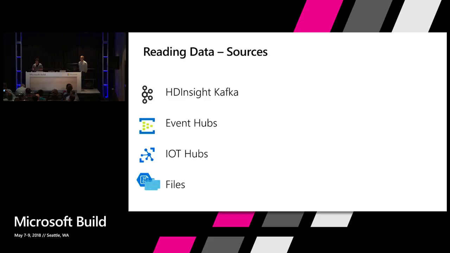We say that streaming data typically comes in through some sort of stream framework. If you are in the open source world and you use Kafka, we have support for HD Insight Kafka. That's a first-party offering from Microsoft, so you can run Kafka on Azure through HD Insight. If you wanted more of a PaaS offering, you could use Event Hubs. If you wanted much richer IoT scenarios, you could use IoT Hubs. Or if you had an old system which was just writing stream data to files, we'll let you read from files.